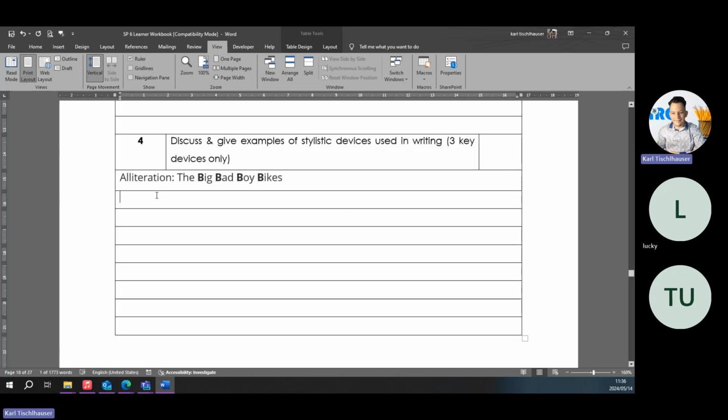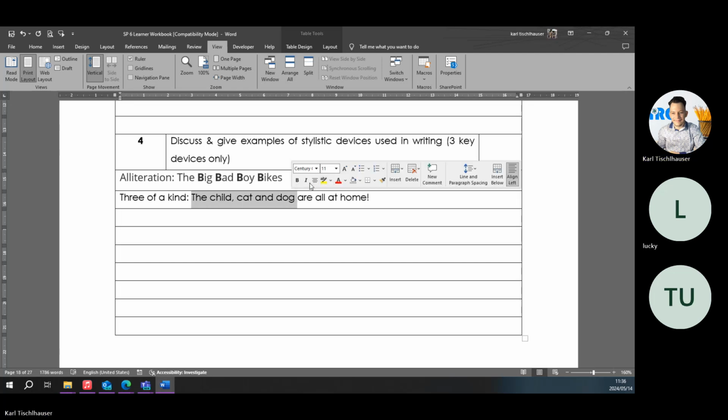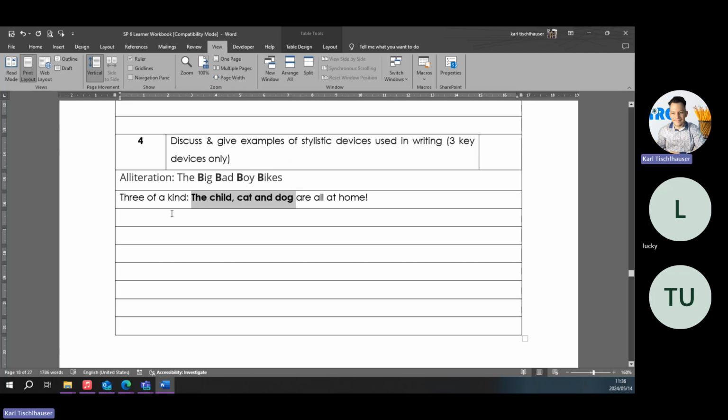There's another one called three of a kind. A good example of this would be the child, cat, and dog are all at home. It's three of a kind, so it's listing three things. That's what this is.